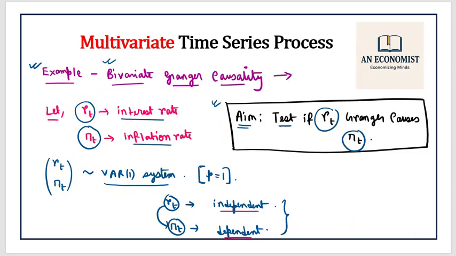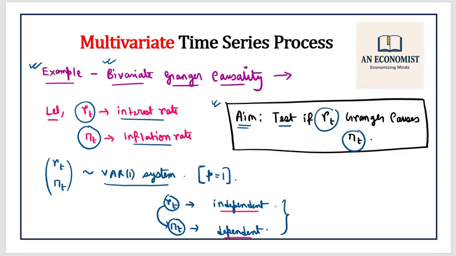Let me do a quick recap. We wanted to know whether RT, that is the interest rate, is Granger causing the inflation rate or not. And we are in the setup of a VAR1 system. Remember that we are in the setup of a VAR1 system, which is also a very crucial assumption. Another assumption is that RT and pi t both are stationary. So these are the two inherent assumptions that we always keep in mind when we are testing Granger causality. These are the important assumptions.